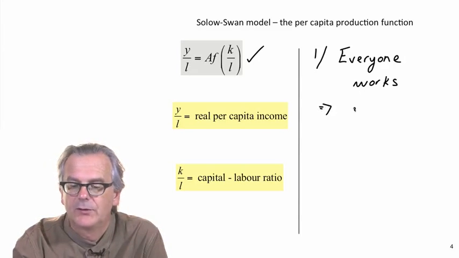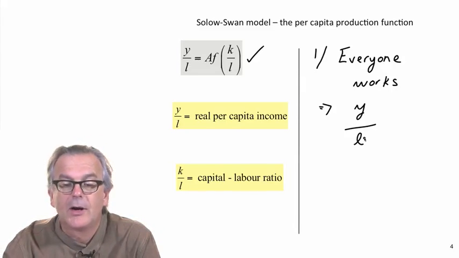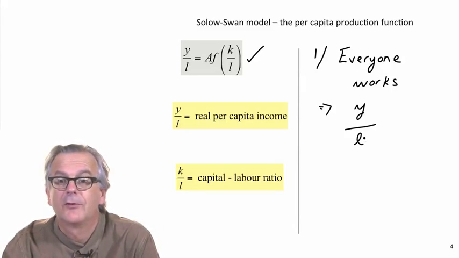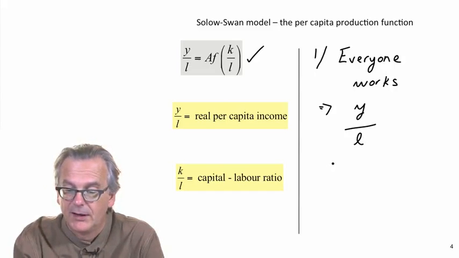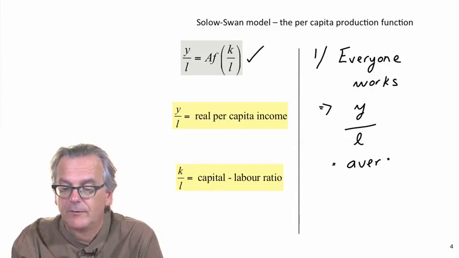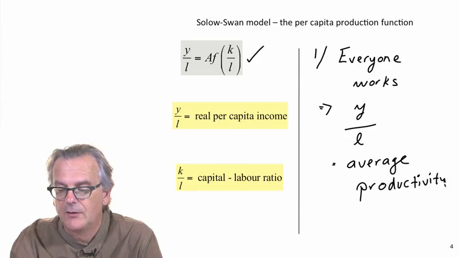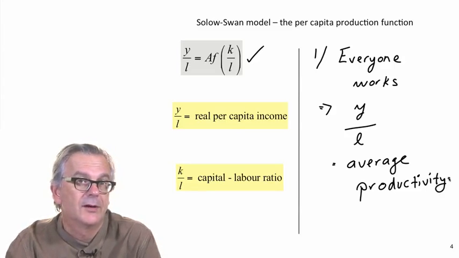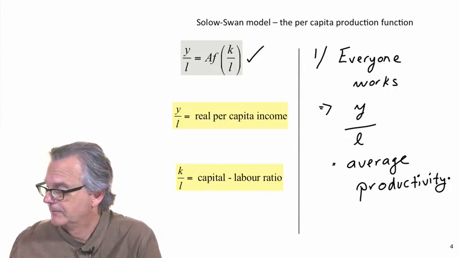And if everyone works, then per capita output can be written as Y divided by L. L is the number of people working, but in this case the entire population works. And of course we can think of that as well as being a measure of average productivity. This is a model where average productivity is the key to growth, and as you'll see, in the long run, growth in total factor productivity is the means to achieve growth in average productivity.